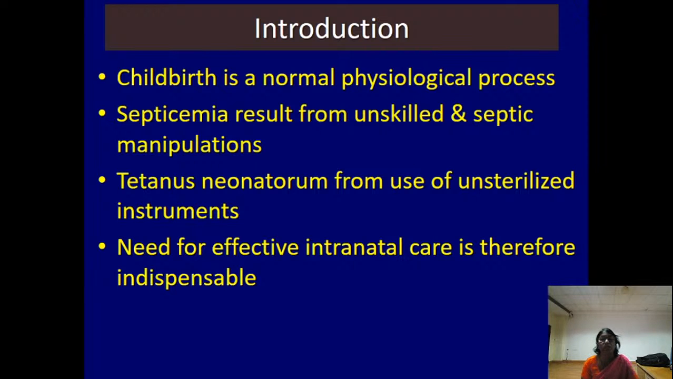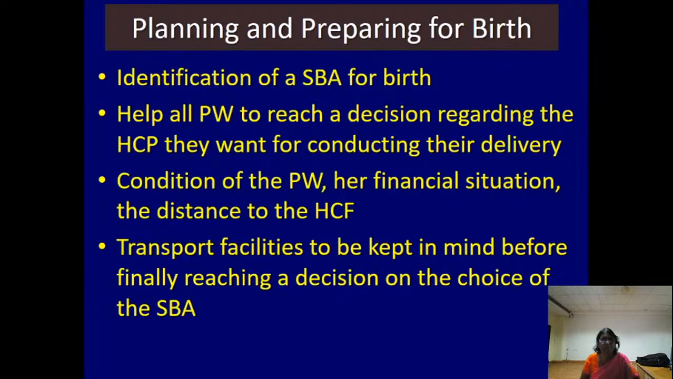Then tetanus neonatorum. It is the tetanus which occurs in the newborn child within 7 days, and it is called tetanus neonatorum. This is because of the use of unsterilized instruments. So there is a need for effective intranatal care. That's why we have to learn about intranatal care today.